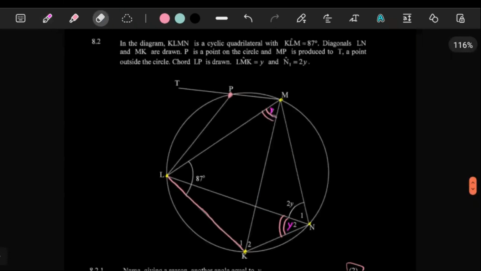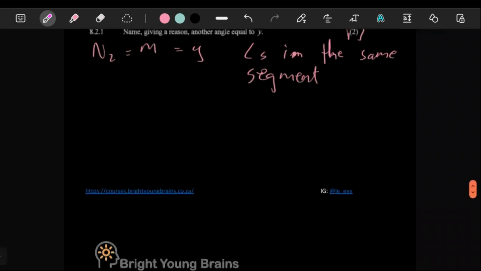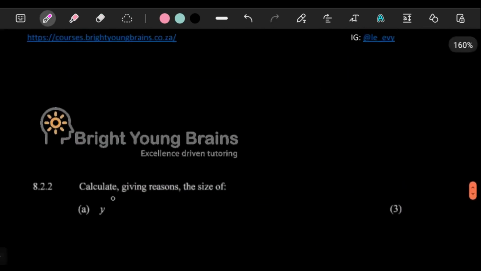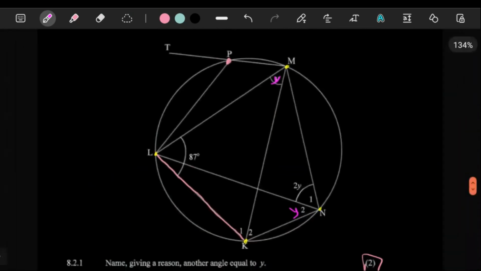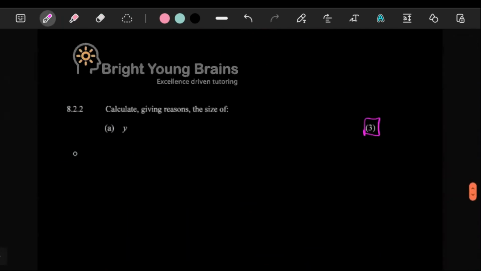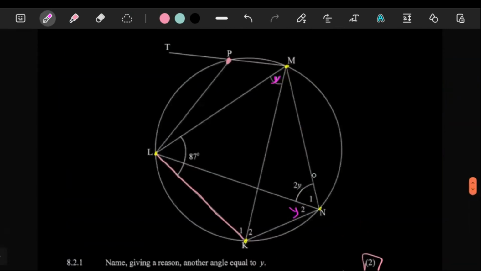So what else? Let me just remove this so that it's not too overbearing. Let's see what else does this now? Calculate, giving reasons, the size of Y. So they want us to give the actual size now. Okay, so here it's not so bad because this whole thing is 3Y. N1 and N2, and the whole of N is 3Y. That's been proven already because we've proved that that one side is Y. This is 2Y, it's given.